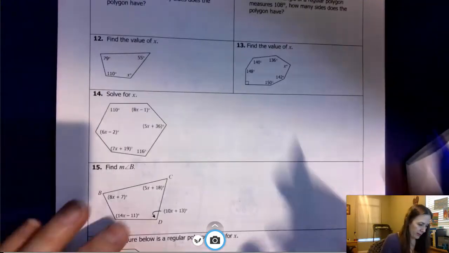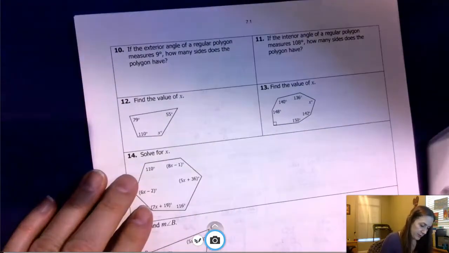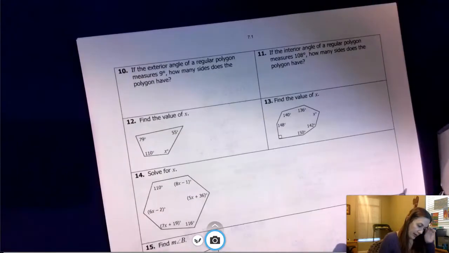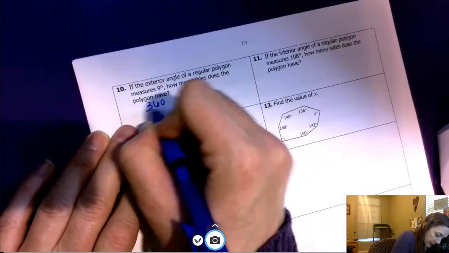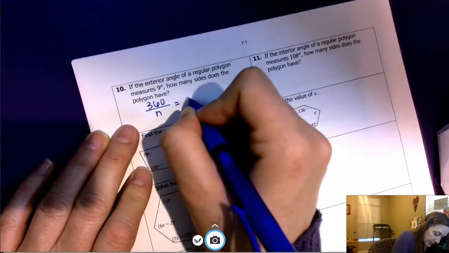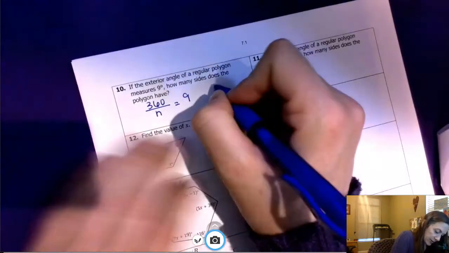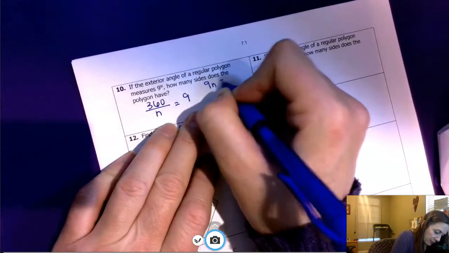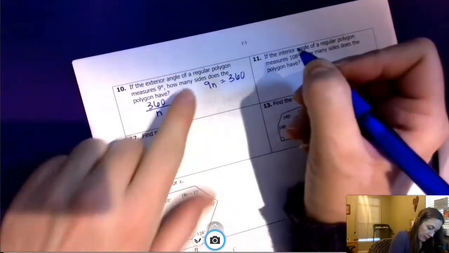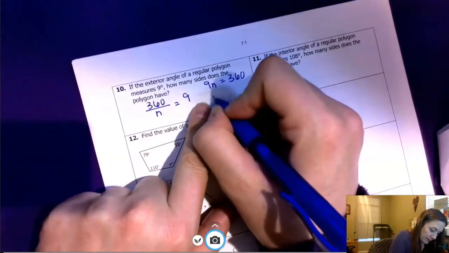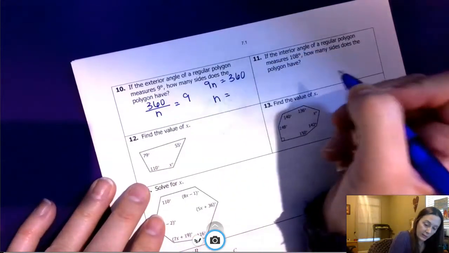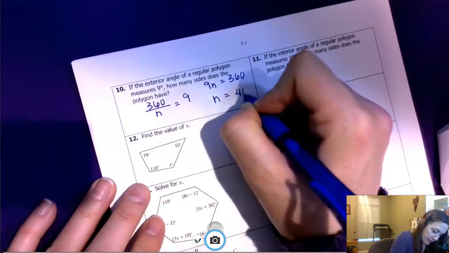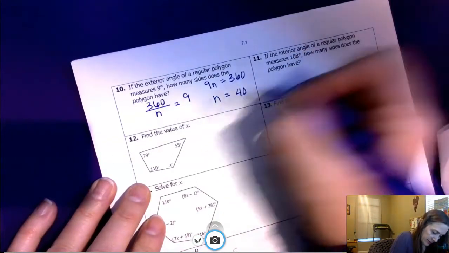If the exterior angle of a regular polygon measures 9 degrees, how many sides does the polygon have? So 360 divided by the number of sides equals 9, which means I'm going to get 9n equals 360. If I cross multiply, divide by n, or divide by 9, we are going to get n equals 40 sides.